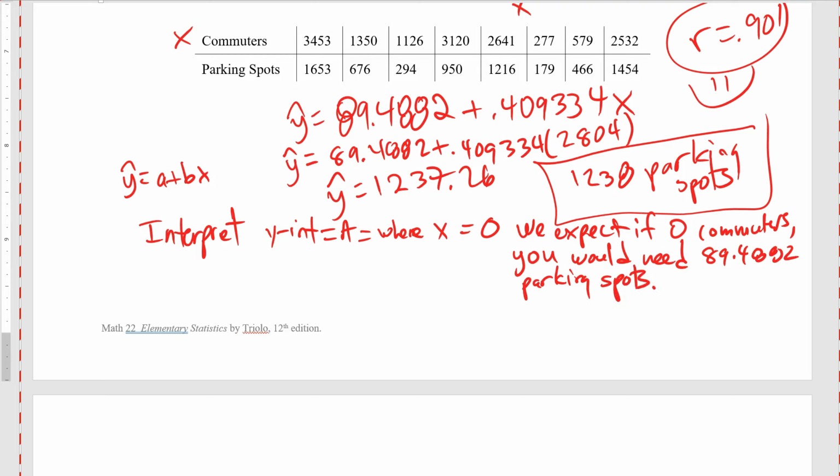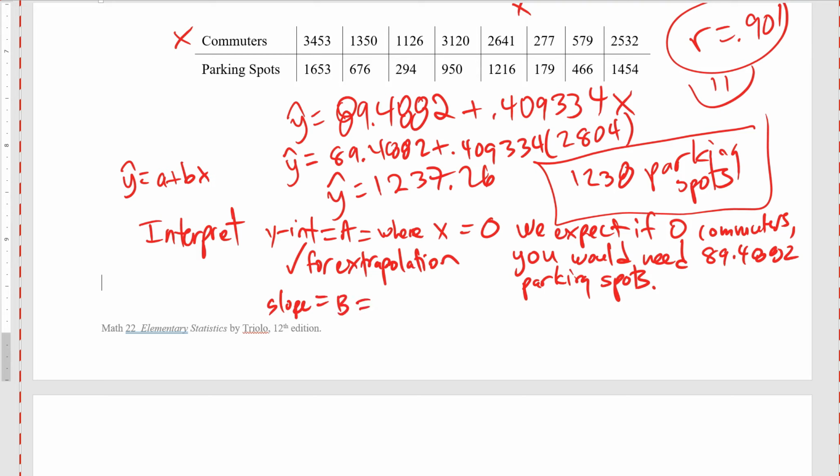Somewhat ridiculous in the situation. Keep in mind, right, you're going to have 0 commuters. Probably if nobody's coming, you're not going to need any parking spots. But remember, this is serious extrapolation of the situation. We didn't have anything close to 0 commuters. So this doesn't make sense. So you have to check for extrapolation. But there are times where the y-intercept does make sense. This one, it doesn't. Okay? But we also need to be able to predict the B is our slope.